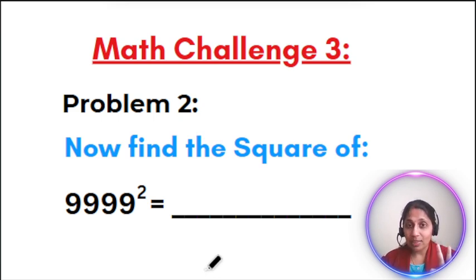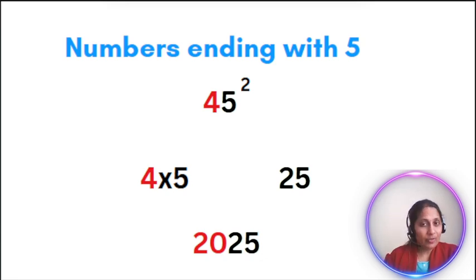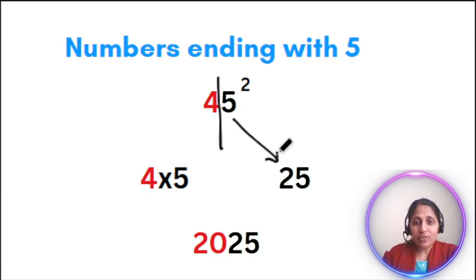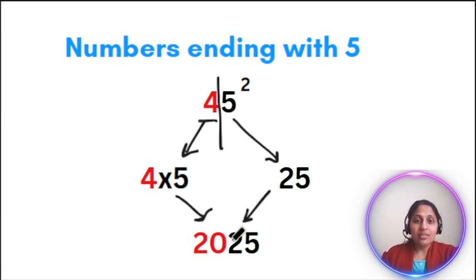Let's go to the next one, which is finding the squares of any number ending with 5. There are only 2 steps here. First step, split this number into 2 digits, 4 and 5. Find the square of 5, which is 25. Now take 4 and multiply it with the next immediate digit, which is 5. So the answer is 20. Now put the 2 answers together. So 2025 is our final answer.